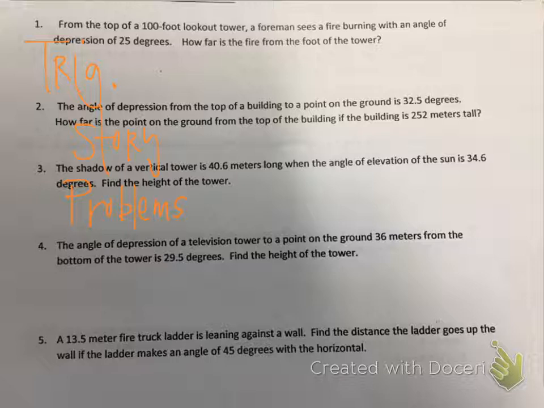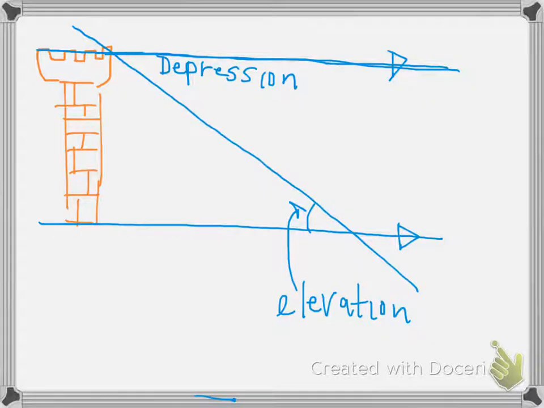From the top of a 100-foot lookout tower, a foreman sees a fire burning with an angle of depression of 25 degrees. How far is the fire from the foot of the tower? And draw that picture. Alright, here's a picture. So there's a lookout tower, and let's talk about the angle of depression.